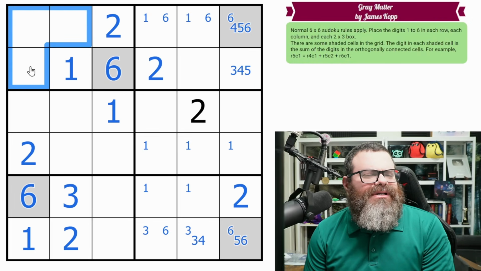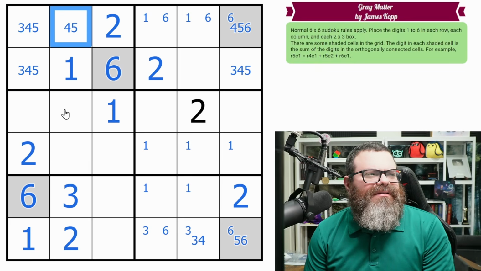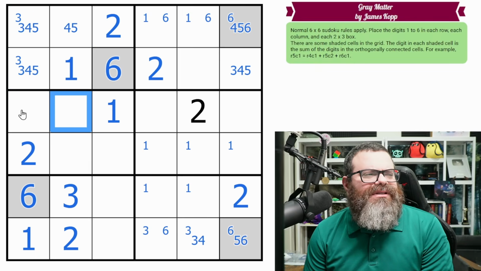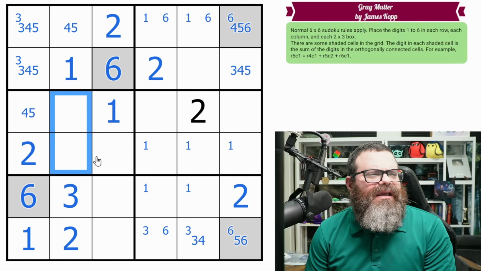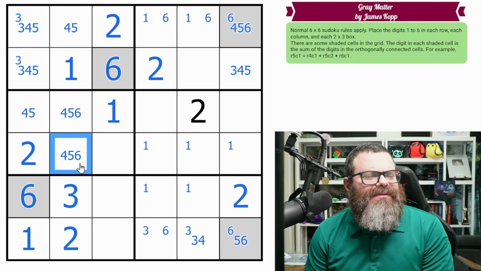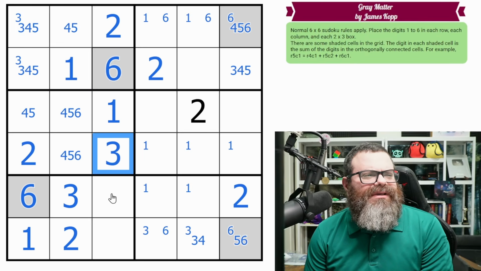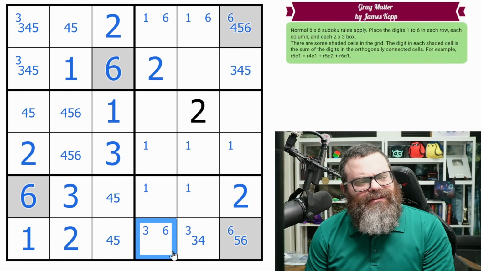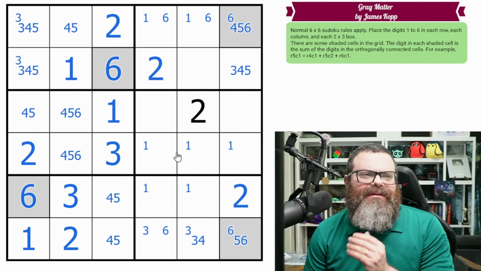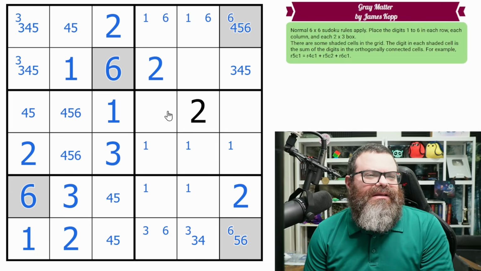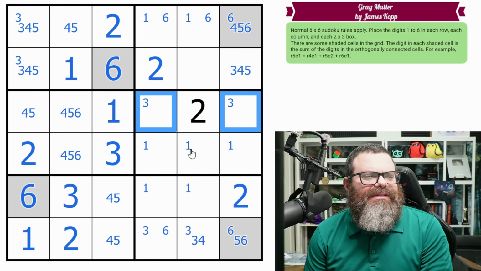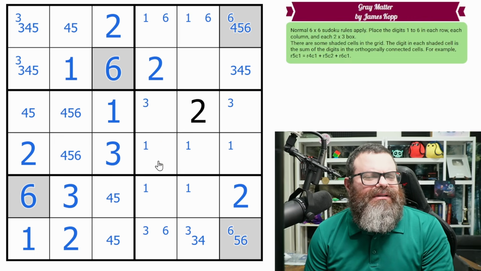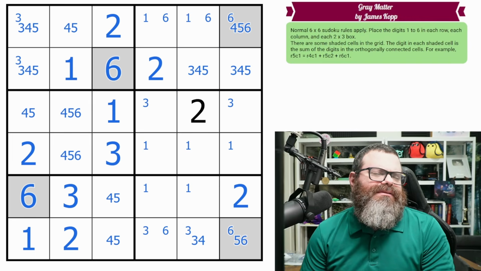Let's get some triples in here. This is a 3, 4, 5. That's not 3. So the 3's in one of these two. So this is only 4, 5. And this is 4, 5, 6. So that makes this a 3. These two digits are a 4 and a 5. 3 in one of these two. Am I overmarking today? 3, 4, 5 here. What am I missing?